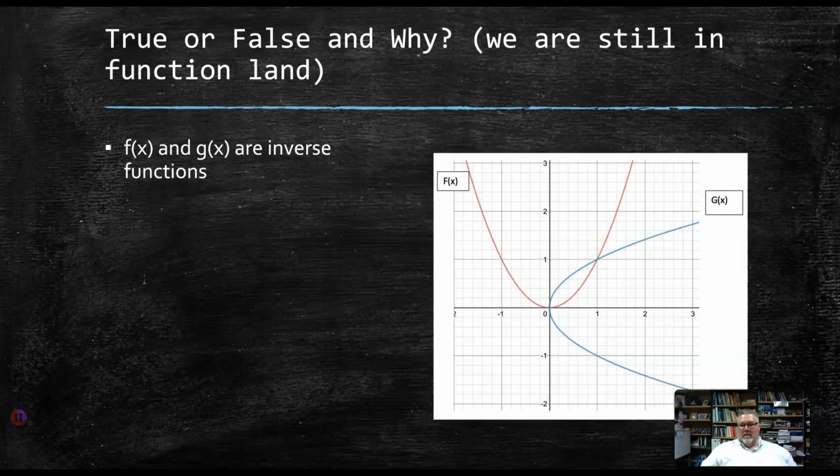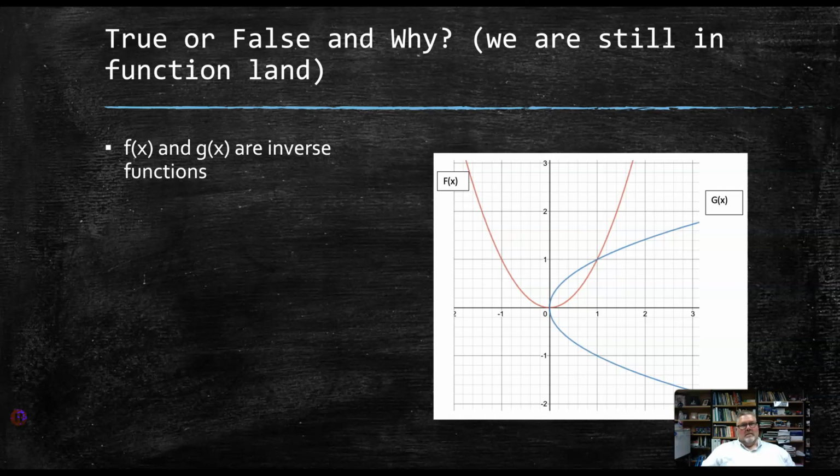Okay, this is like the bane of my existence, and it's really kind of crazy funny. Just last year, my daughter was in her Algebra 2 class, and her teacher said, oh look, these two graphs are inverse functions.